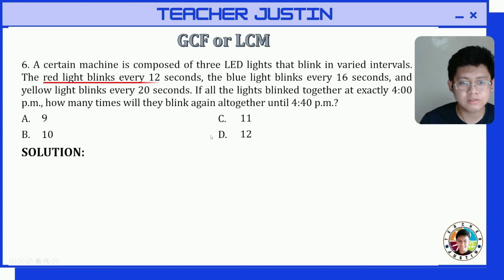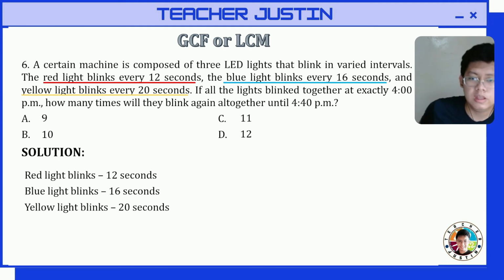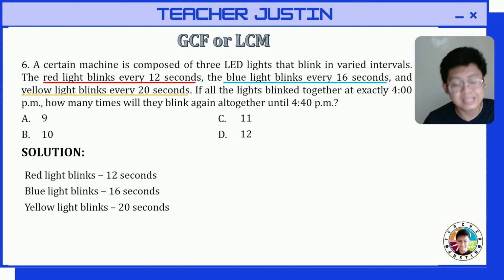So, meron tayong red light na umiilaw every 12 seconds. So, lista natin yan. Blue light na nagbe-blink every 16 seconds. Lista natin yan. And yellow light na nagbe-blink every 20 seconds. So, lista ulit natin yan. Now, para ma-solve natin tong problem na to, all we need to do is to identify the number of seconds para magsabay-sabay silang iilaw. And in order for us to get that, we must get the LCM of 12, 16, and 20 seconds.